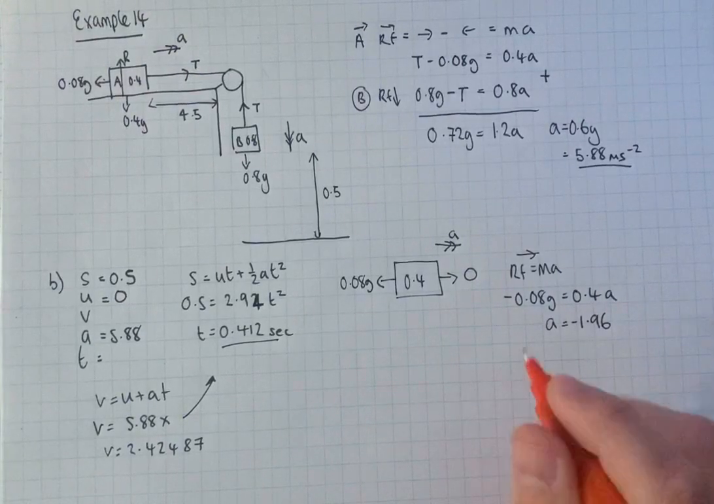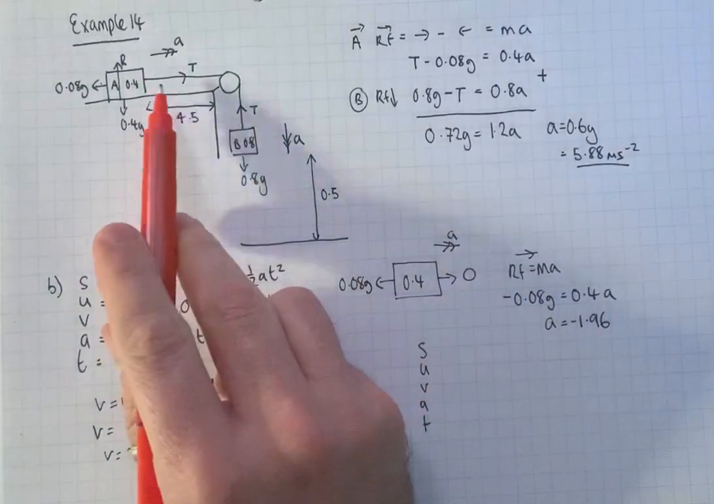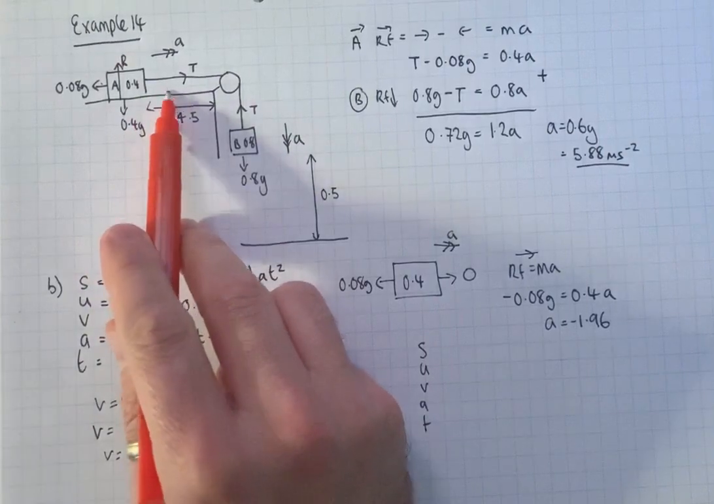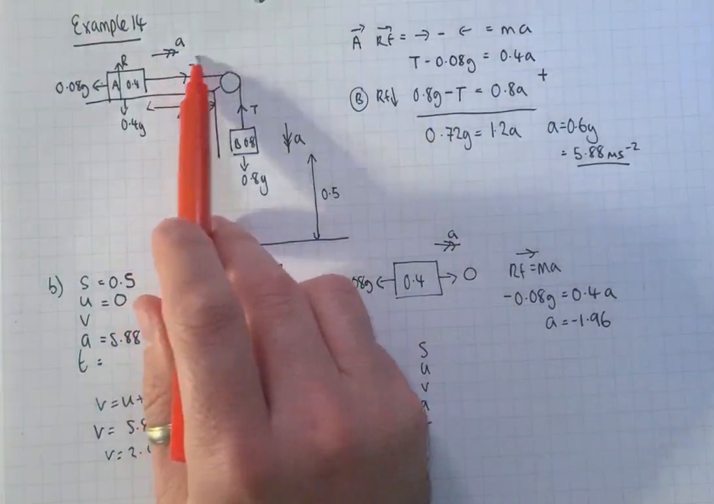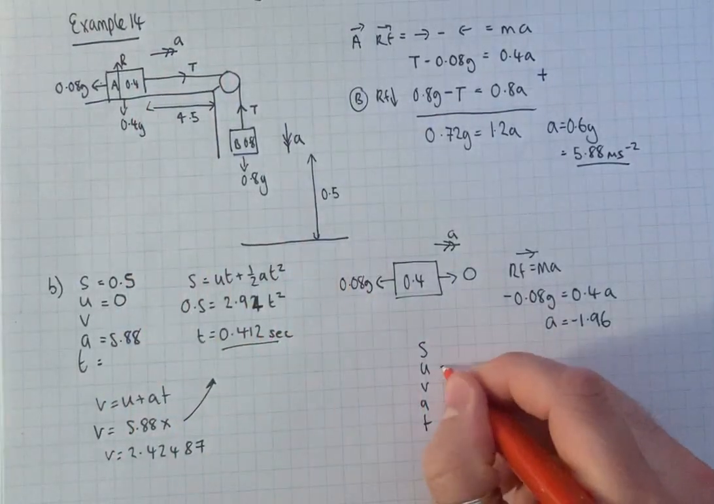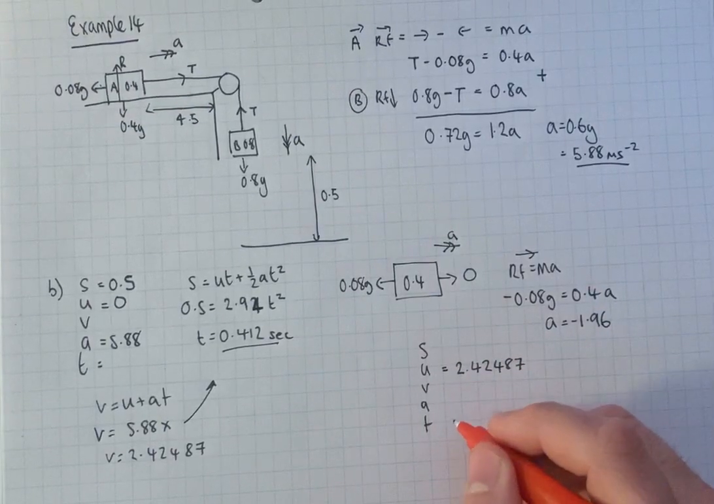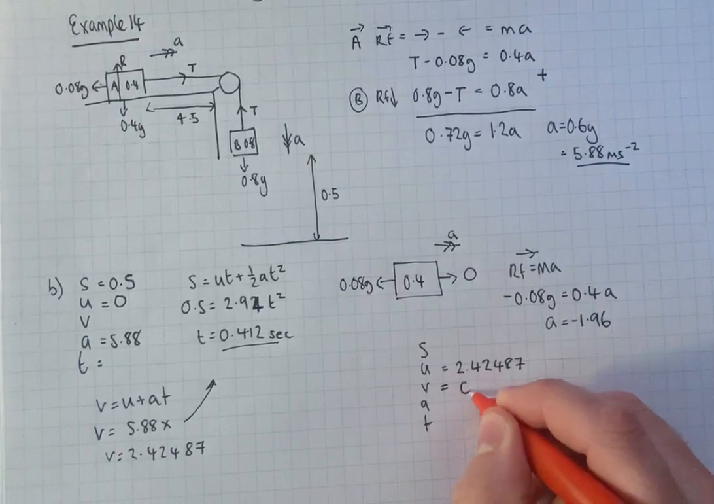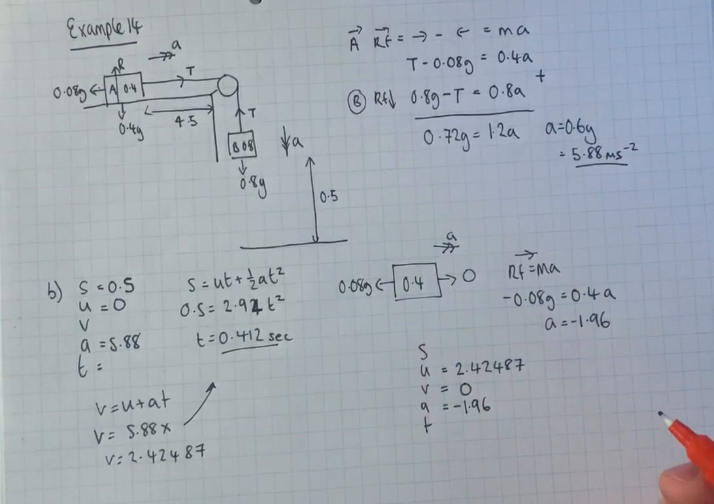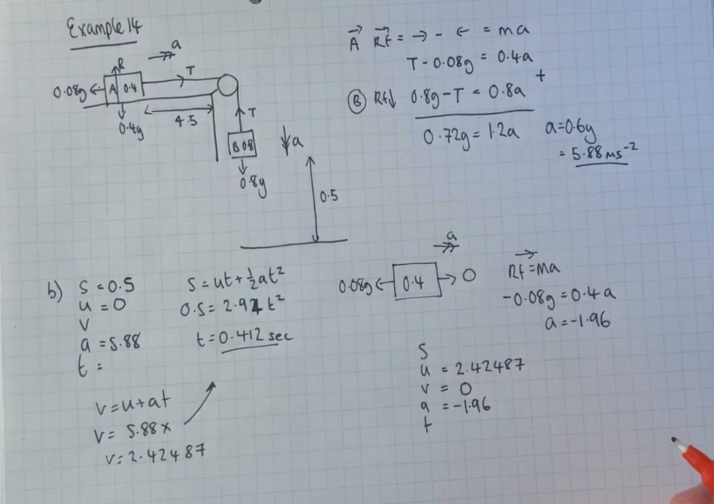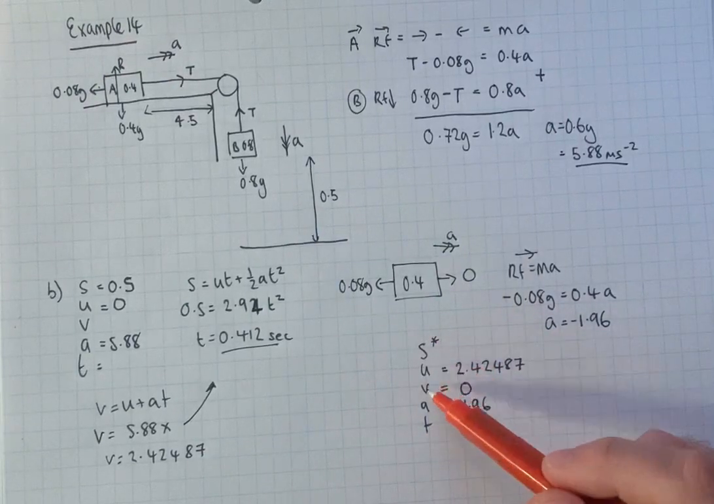So now we can do suvat. So this suvat is from the moment the string becomes slack. So it's moved half a metre across. The speed at which B hits the ground was 2.42487. That's the speed A was travelling at when B hit the ground. So that's its initial speed, 2.42487. Its final speed when it comes to rest is 0. And we know it's slowing down at a rate of 1.96 metres per second squared. We want the total distance travelled by A before it comes to rest. So we want s.